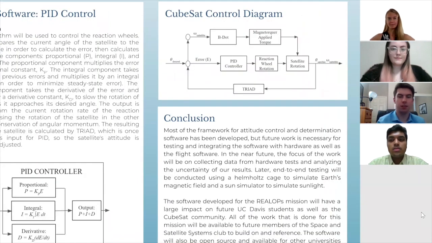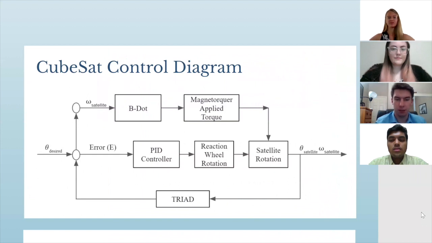All right. Here we have a diagram showing how the software connects with the control systems on the CubeSat. So on the left, here's the angle desired, which represents the direction that we want the satellite to point. Looking at the top branch, the angular velocity of the CubeSat, which is measured from the gyroscope, is input into the BDOT algorithm. And BDOT tells the magnetorquers to apply a certain torque, which causes the satellite to rotate.